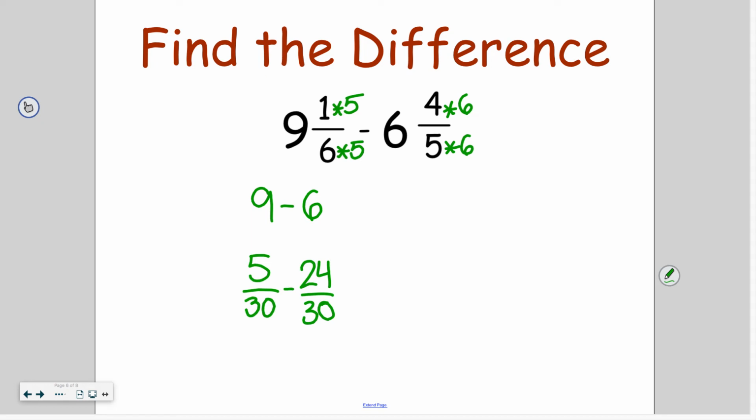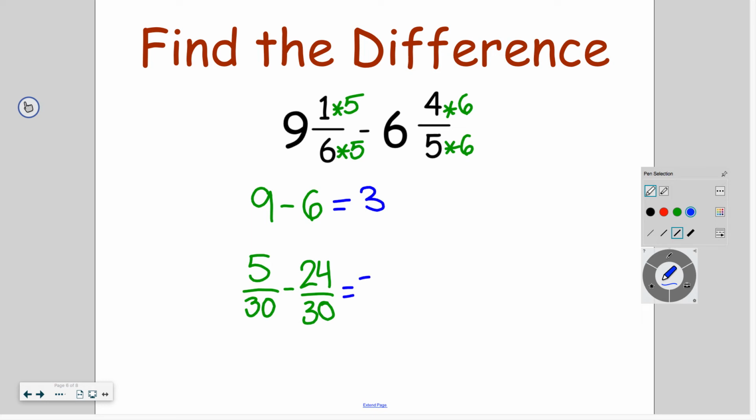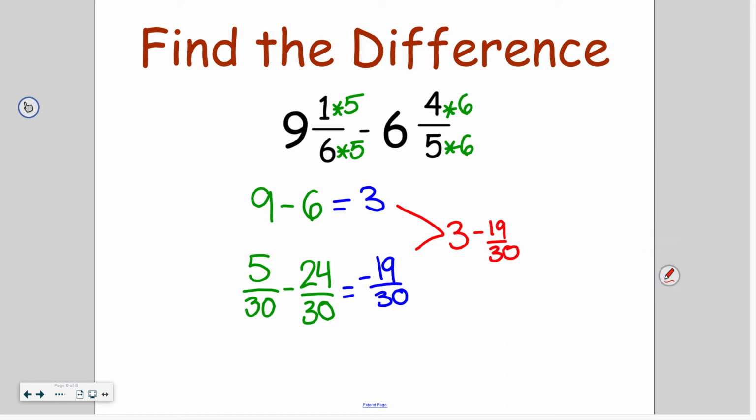From here, there are a couple different ways you can go about this. So your first way would be to do normal subtraction. 9 minus 6 gives us 3. 5 minus 24 gives us negative 19. So then when we combine these back together, we end up with 3 minus 19 over 30.